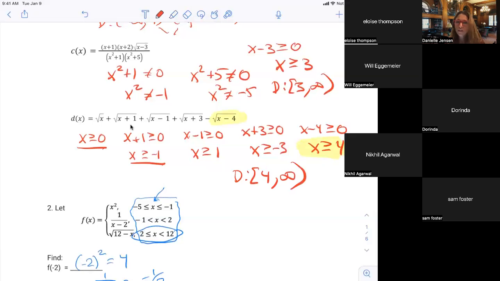And again, these four are actually easier than what I'll give, but they encompass all the types of things to be aware of. If you've got a square root, you've got to set up the inequality greater than or equal to 0. And if you have something in a denominator, if that denominator ever equals 0, then that cannot be part of the domain.